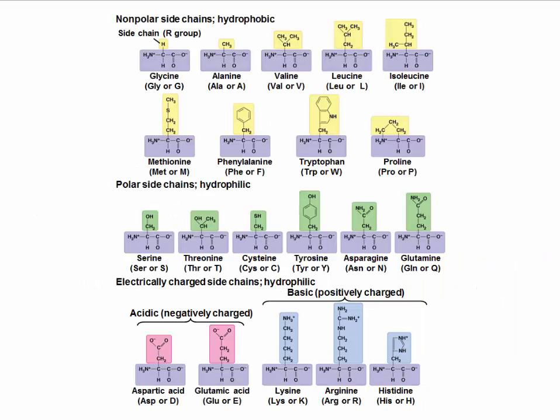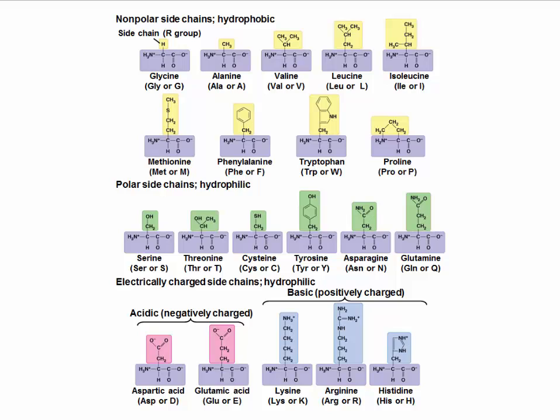So here are some groups of amino acids out of those 20. We can break them up into a few groups. They can be hydrophobic. So the side chain can be hydrophobic, and those would be just the row of amino acids on top, like glycine, alanine, valine, leucine, or isoleucine. They are all hydrophobic. Or you can have hydrophilic amino acids, and that's the next row down: methionine, phenylalanine, tryptophan, and proline. These are all hydrophilic amino acids.